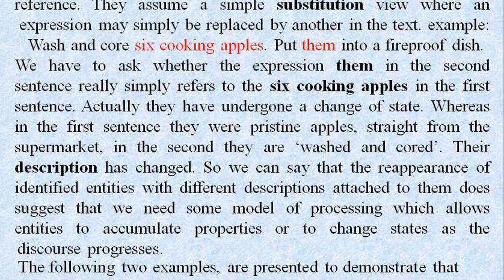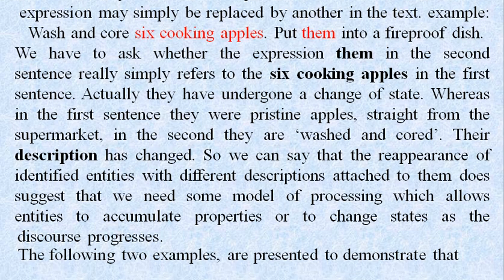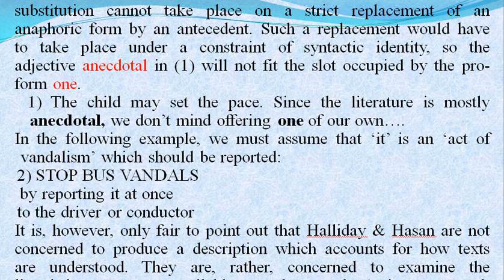The following two examples are presented to demonstrate that substitution cannot take place on a strict replacement of an anaphoric form by an antecedent. So substitution isn't a simple term or simple expression. Such a replacement would have to take place under a constraint of syntactic identity. So the adjective, for example, anecdotal, will not fit the slot occupied by the proform one.